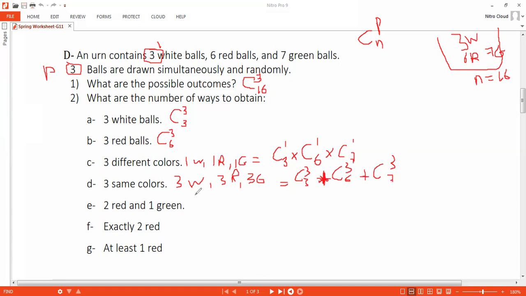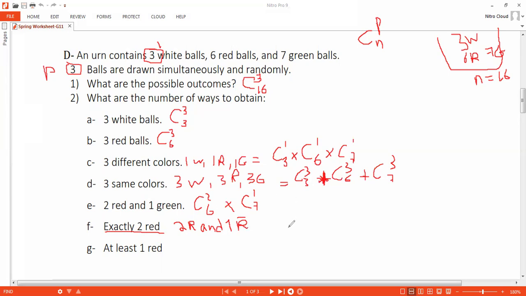Now 2 red and 1 green. What does that mean? 2 red means C 2 6, and means times 1 green, C 1 7. Okay, what do I mean by the word exactly 2 red? Exactly 2 red means I only have 2 red, no more, no less. 2 red, but I still need 1 ball. This ball is going to be something other than red. So we call it R bar. Do you still remember what the R bar means? R bar means not R.